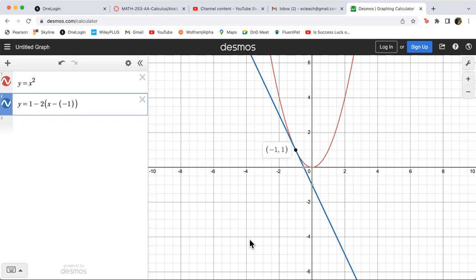Here's a graph of our parabola, y equals x squared, and our tangent line. We can see if we multiply this out, we get a y-intercept of 0, -1. So I could also write y equals -2x minus 1. And that's what we would get if we multiplied out our point slope equation.